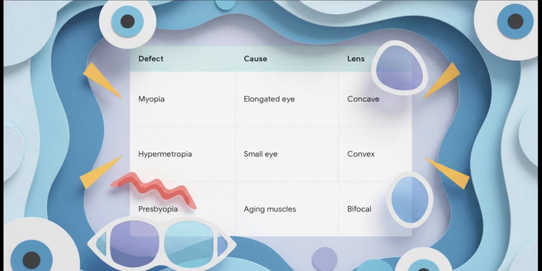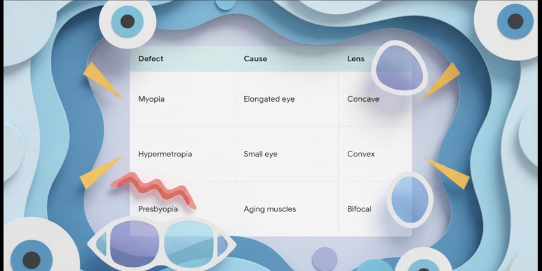So myopia, caused by excessive lens curvature or an elongated eyeball, gets corrected with a concave or diverging lens to push that focus back where it belongs. Hypermetropia, where the focal length is too long or the eyeball is too small, needs a convex, converging lens.